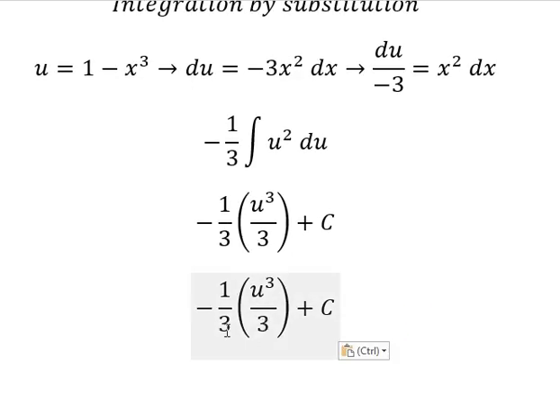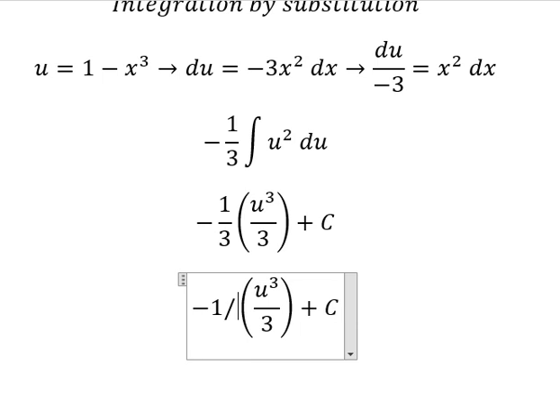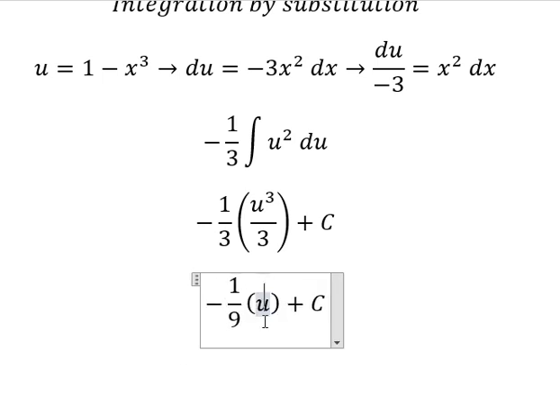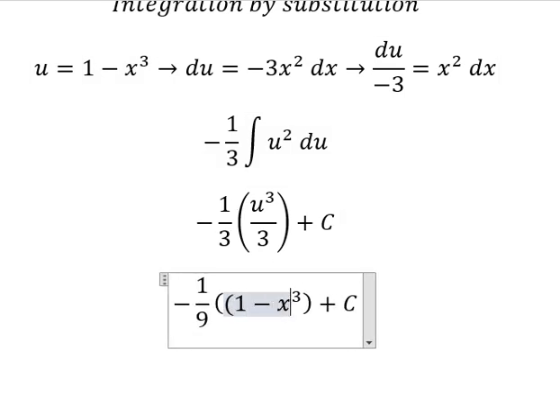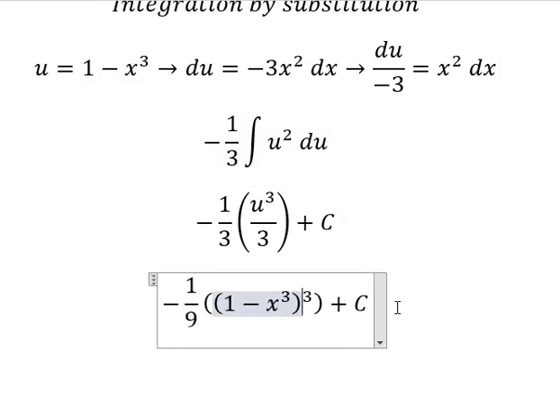Number 3, you get 1 over 9. For u, that is this one. And this is the final answer.